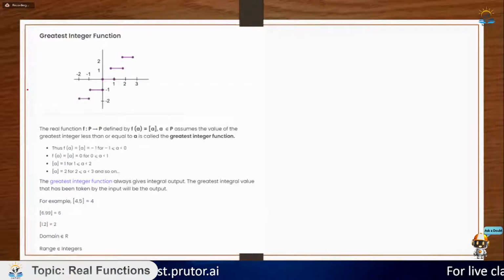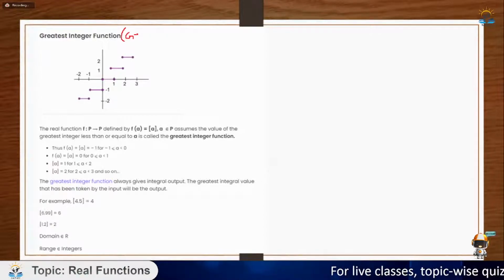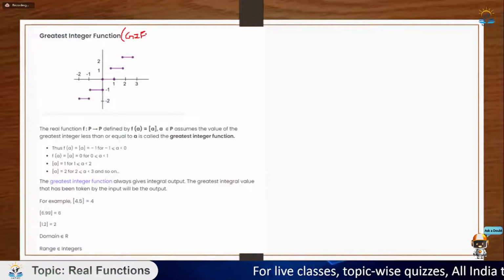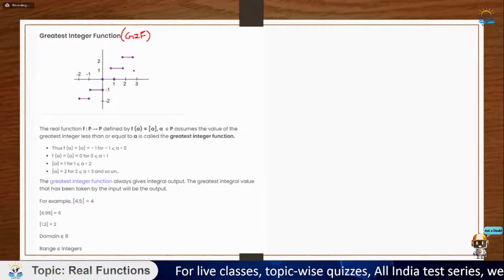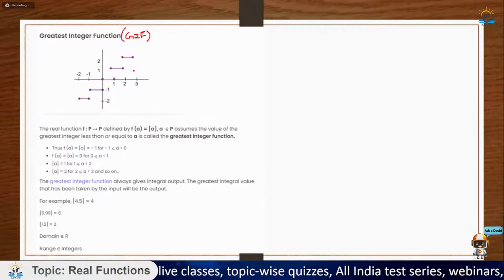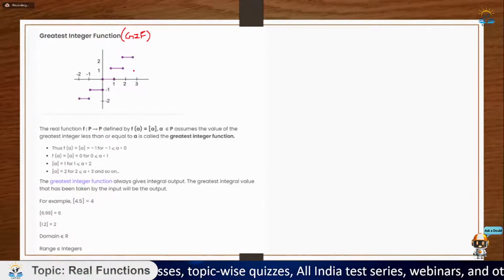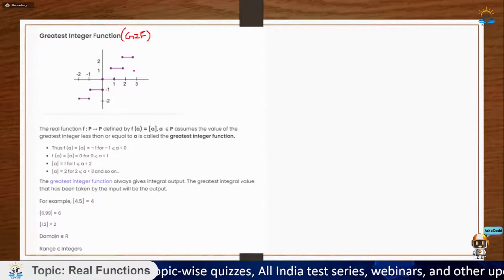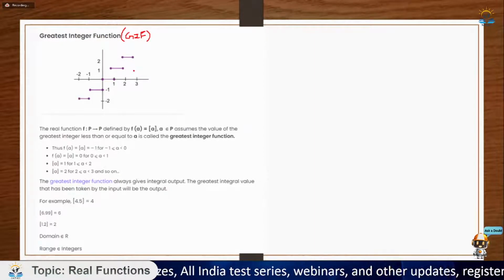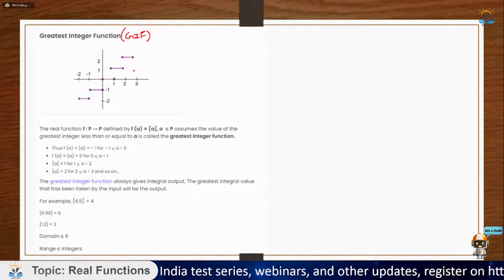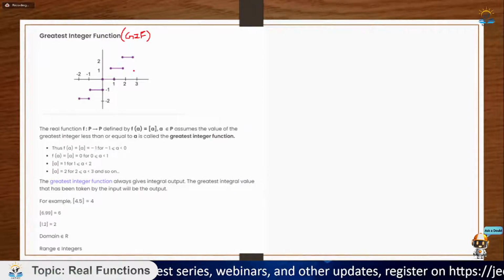Moving ahead. GIF function, I call it the greatest integer function. It is nothing but GIF, greatest integer function. So what happens in this? The answer I get is only an integer value. I will never get an answer like 1.2, 1.3, 1.4 of this type. Always I will get integer values only. And which integer value? The integer value which is before my value.